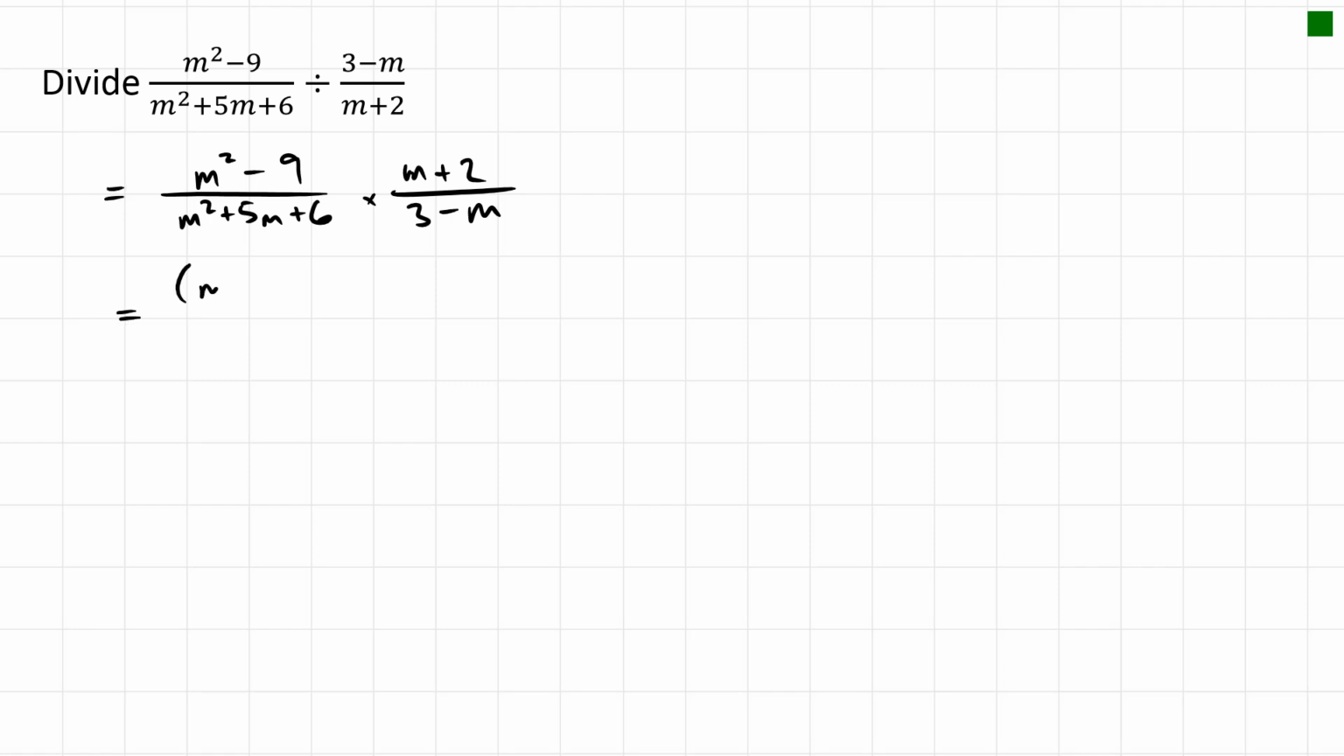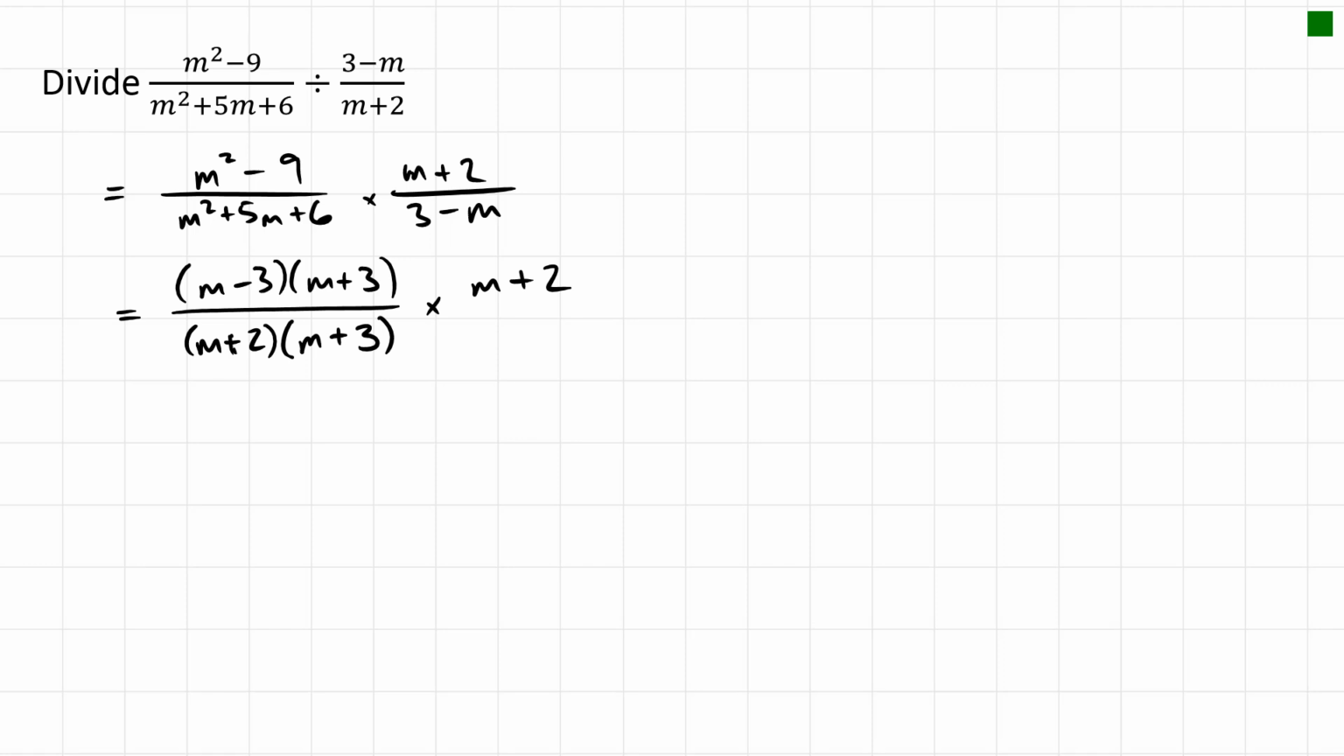So on top we have difference of squares, and on the bottom it's just a simple trinomial. So two numbers that multiply to 6 and add to 5, that would be m plus 2 and m plus 3. And multiplied by, well, we've already done that one, and there's nothing to factor.